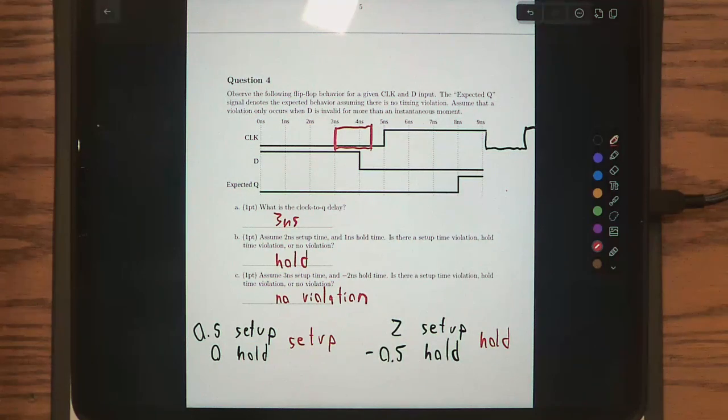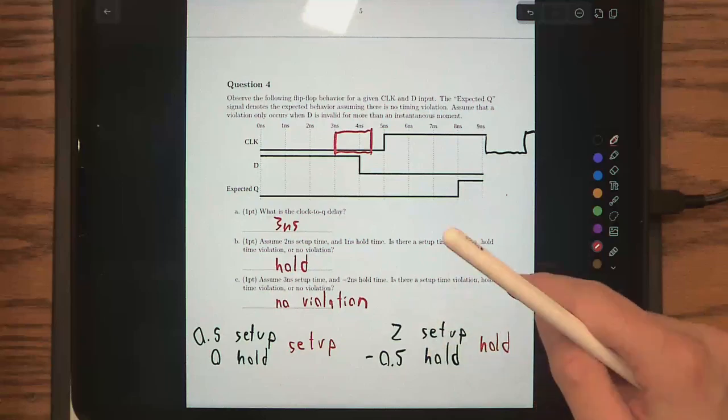All right. Cool. Okay. Maybe have a study session about this, chat with your friends, and become experts on setup and hold time violation. Good.